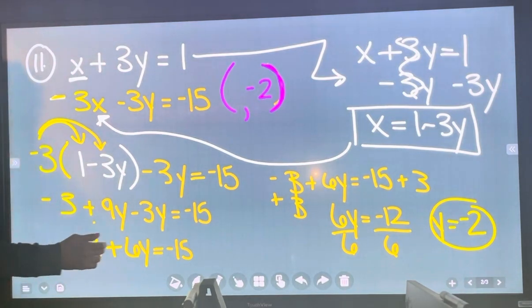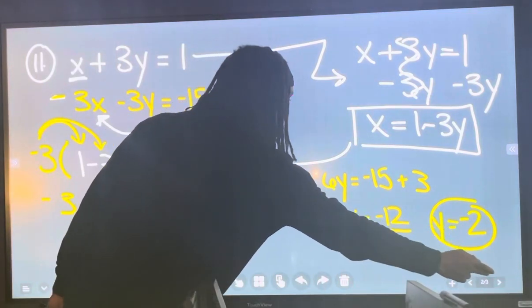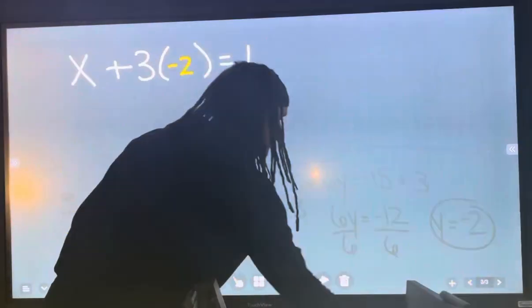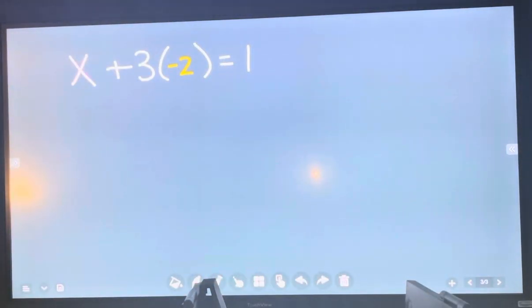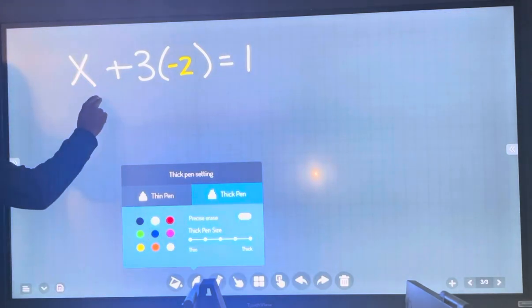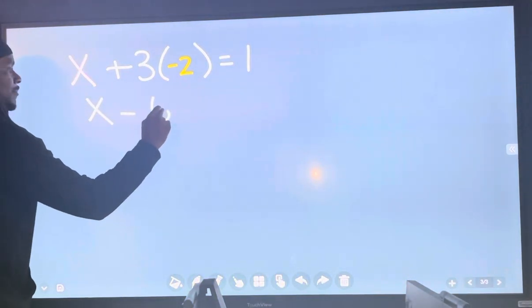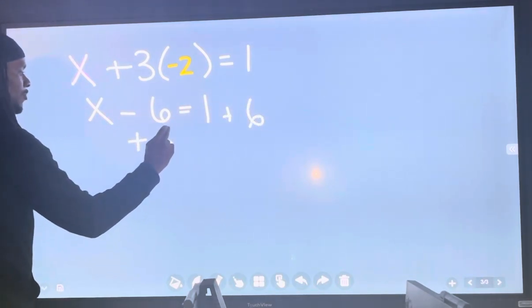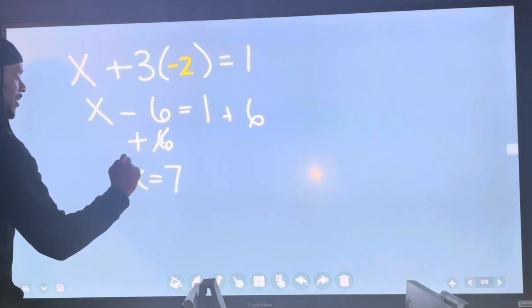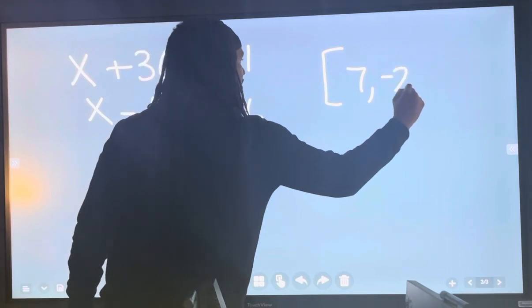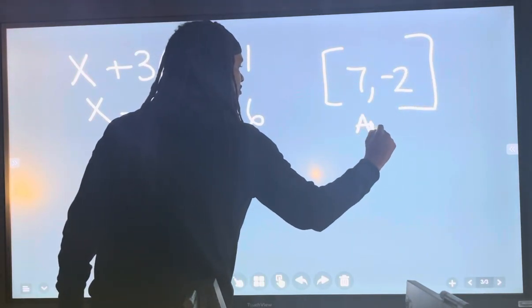All right. So we take this -2 and plug it back into the top equation. It becomes x plus 3 times -2. Solving that becomes x minus 6 equals 1. You'll add 6 on both sides. Your x is now 7, making your answer 7 and -2.